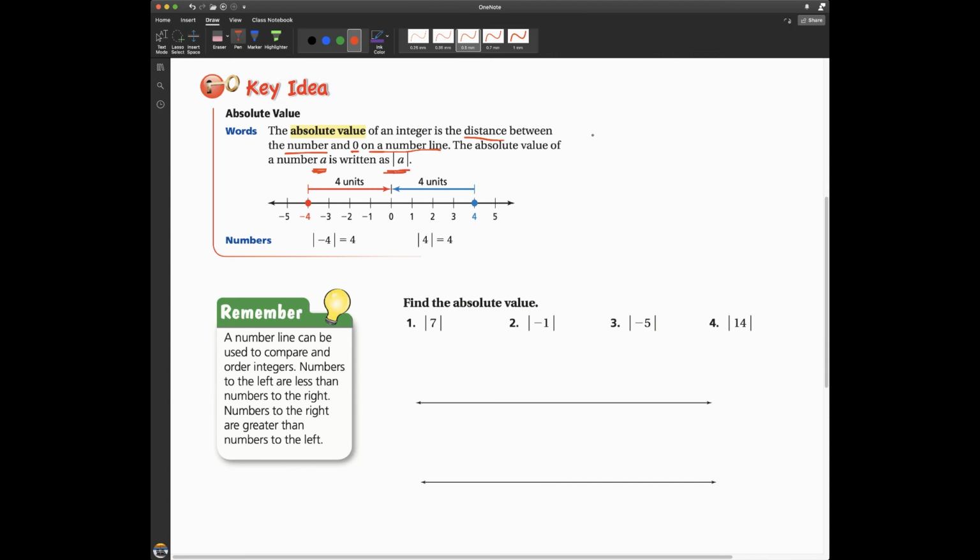So if I want to know what the absolute value of -4 is, well, it's a distance. How far away is -4 from 0? I can count 1, 2, 3, 4 units. So that's why we write 4 units. The absolute value of -4 equals 4. That means that the number -4 is 1, 2, 3, 4 units away from 0. Okay, so absolute value is a distance. So remember, distance is always positive.